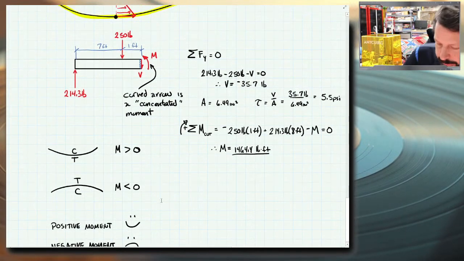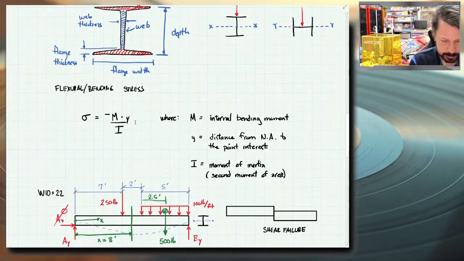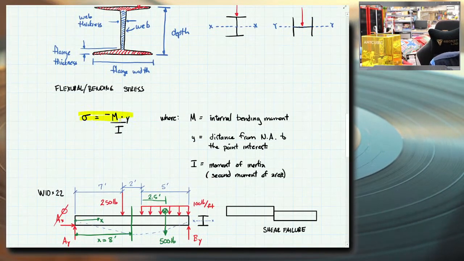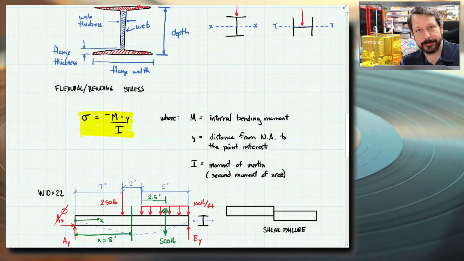All right, let's calculate our stress. So we've got all the stuff to put into this equation to calculate the flexural stress 8 feet from the left end of the beam on the bottom of the beam's cross section.